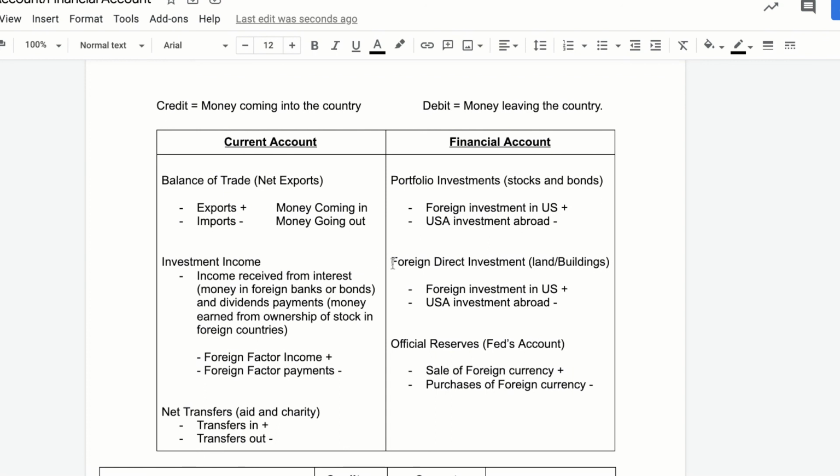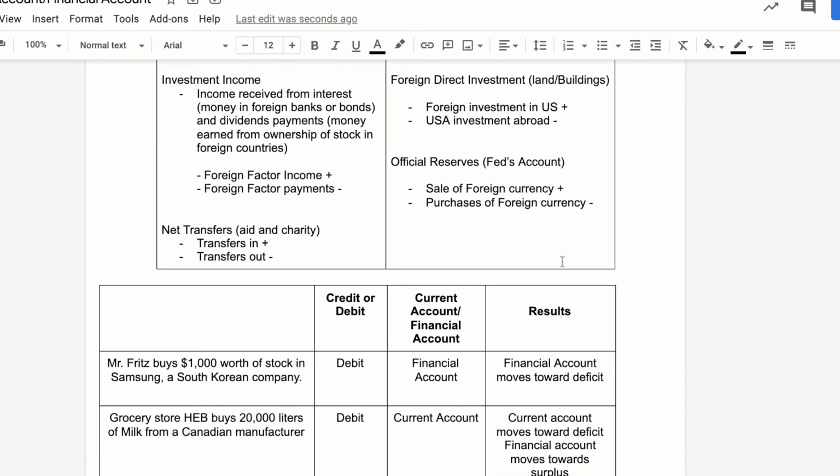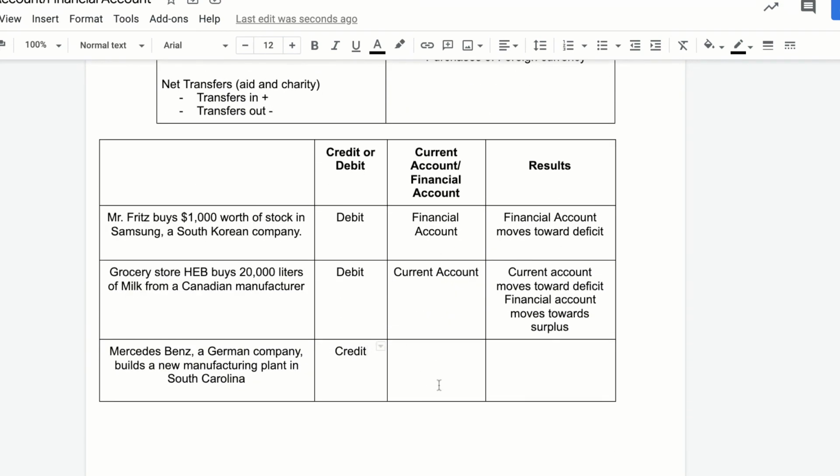Remember, foreign direct investment is when companies in other countries actually come over here and buy land or build buildings or increase our capital stock in some way. And so that's going to be the financial account. And this credit to the financial account will cause the financial account to move toward surplus.